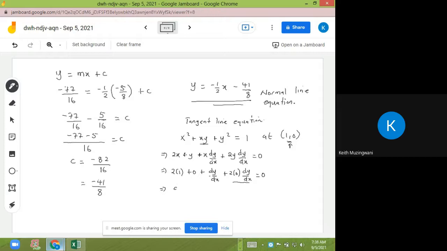So we'll have dy/dx is equal to this guy taken the other side, negative 2. This is the gradient. So you're looking for y is equal to negative 2x plus c. But you're given a point: y is 0 when x is 1. So that c is 2. So your equation is y is equal to negative 2x plus 2.